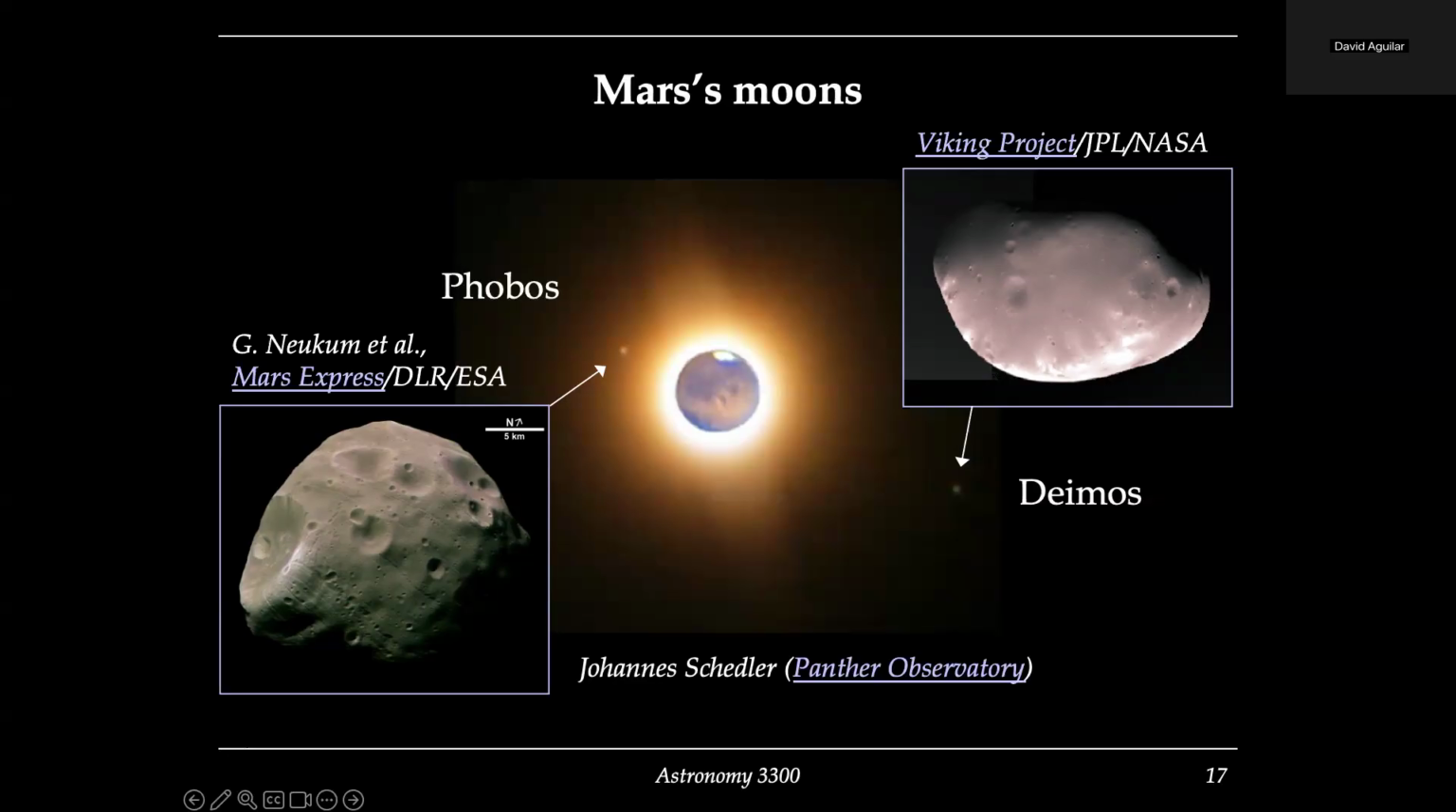Yeah, it's a little hard to tell, right? Because this is a Viking project picture and grainy resolution will hide imperfection. There's one very, very remarkable feature about Phobos.